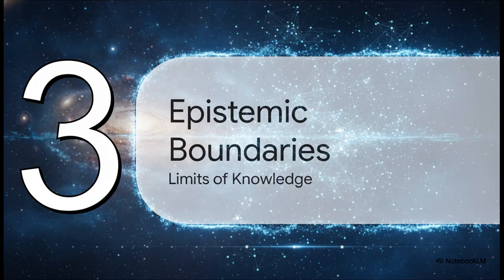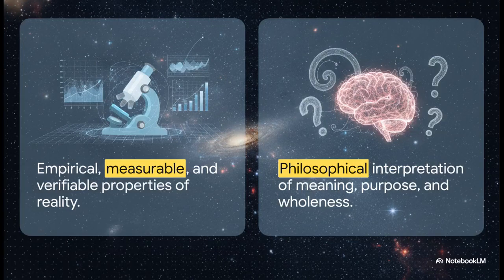Moving on to Section 3, Setting Epistemic Boundaries. Okay, so as we map out these incredible systems, we have to be super careful about drawing boundaries between what we can objectively measure and what it all actually means. On one side, we have established scientific knowledge. This is empirical, it's measurable, it's verifiable. It's knowing the exact temperature of the cosmic microwave background or the specific properties of water.